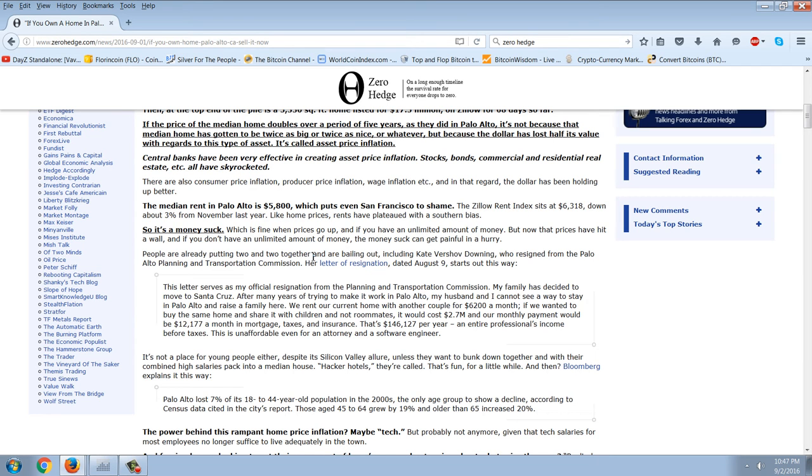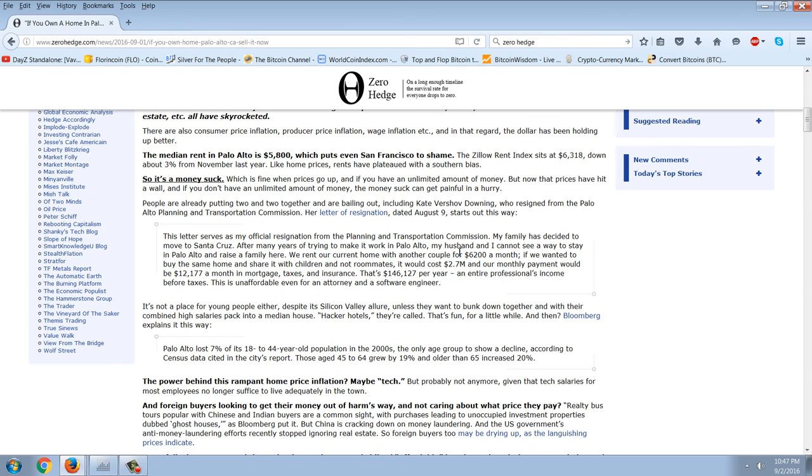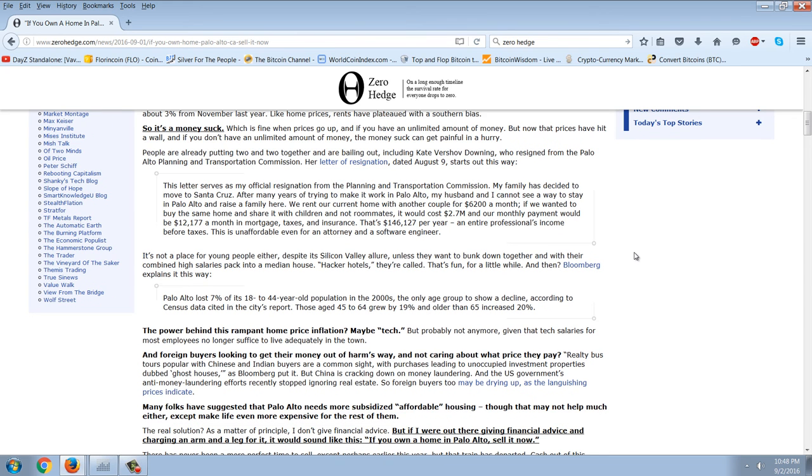The median rent in Palo Alto is $5,800, which puts even San Francisco to shame. The Zillow rent index sits at $6,318, down about 3% from November last year. Like home prices, rents have plateaued with a southern bias. So it's a money suck, which is fine when prices go up and if you have an unlimited amount of money. But now that prices have hit a wall and if you don't have an unlimited amount of money, the money suck can get painful in a hurry.